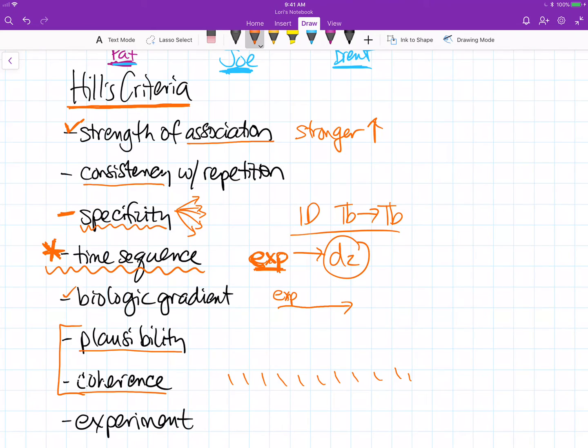We can often convince ourselves that, oh yeah, that sounds plausible, or that sure, that's coherent, and that wouldn't necessarily support the notion of causality. So just be a little bit careful with those, but they are considered part of the criteria.